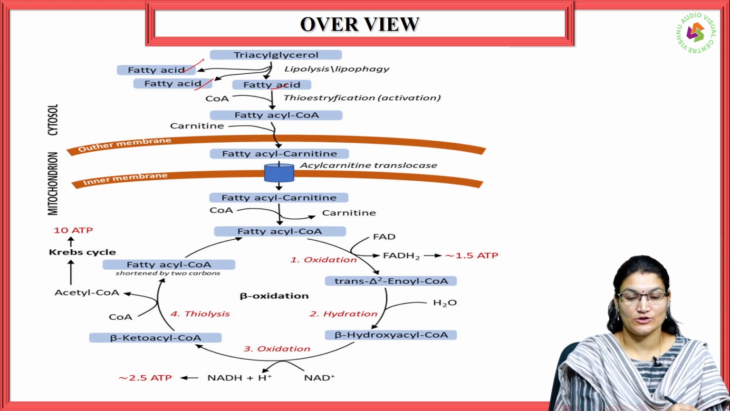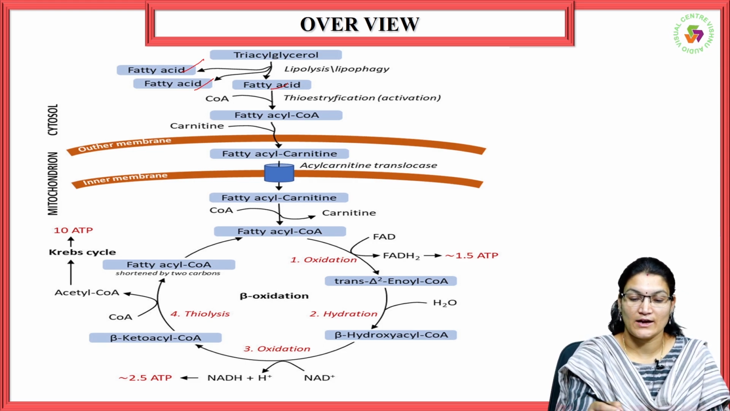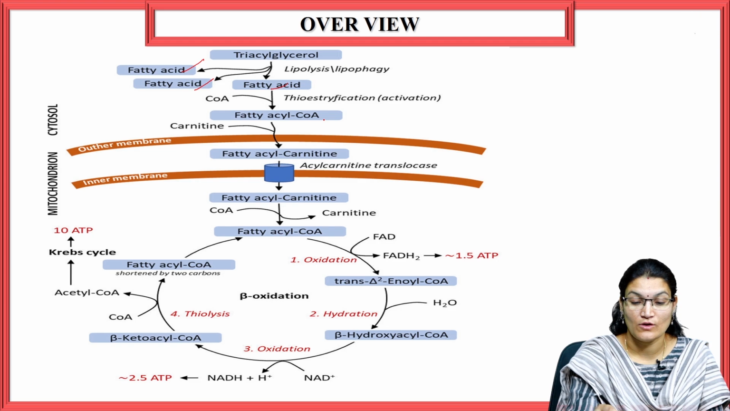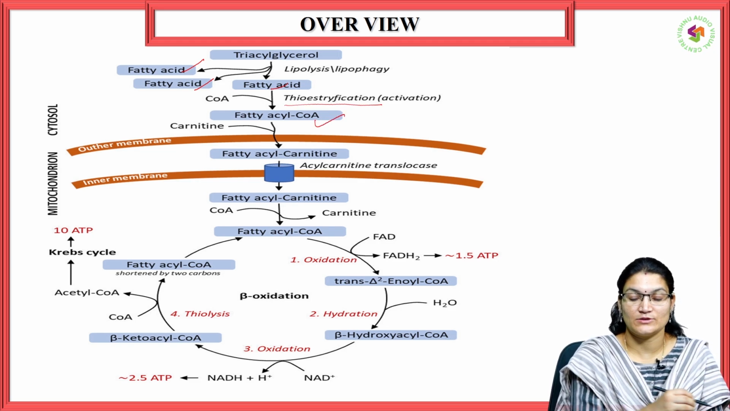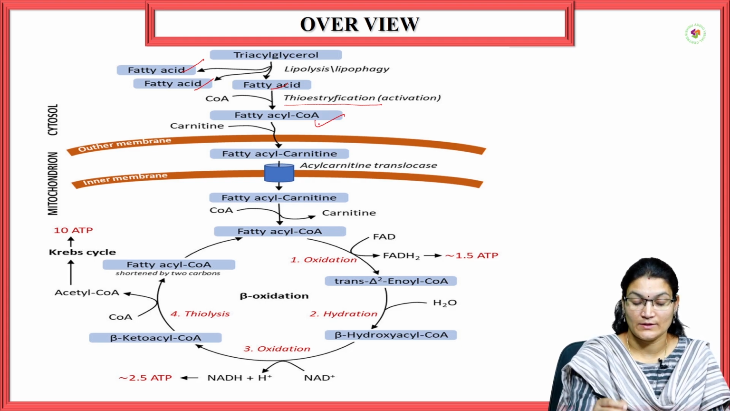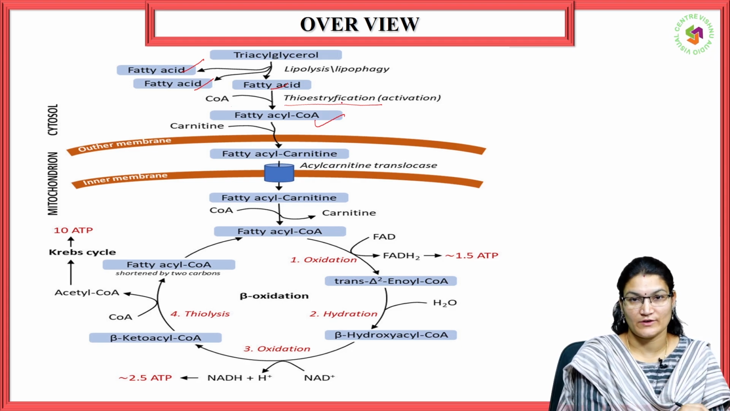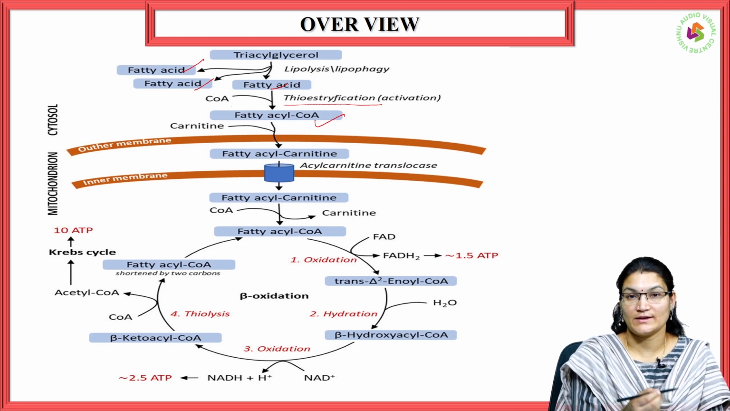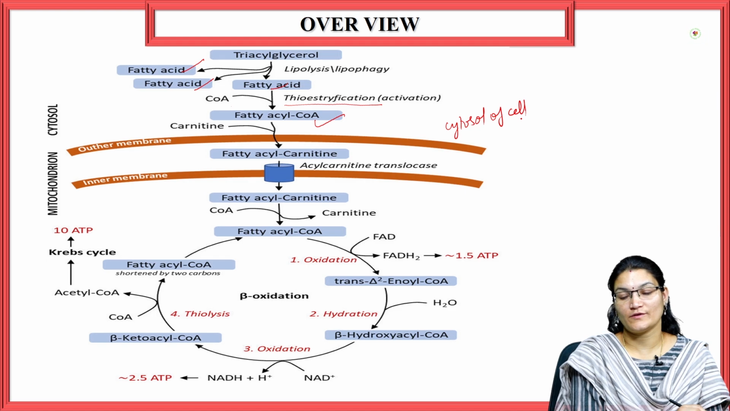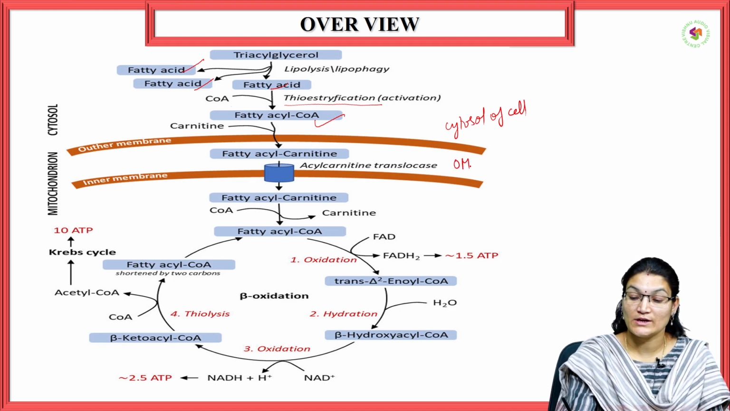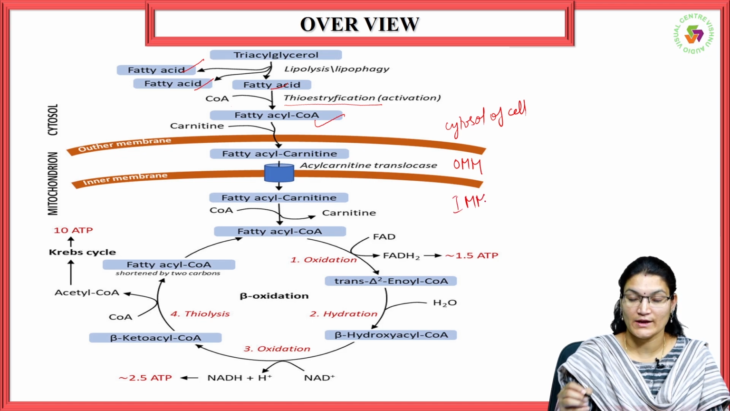Each fatty acid will enter into the cells. It gets activated into fatty acyl coenzyme A in the presence of coenzyme A through the thioesterification process. After converting into fatty acyl coenzyme A, it tries to enter from the cytosol of the cell into the outer mitochondrial membrane, and from there it will enter into the inner mitochondrial membrane.